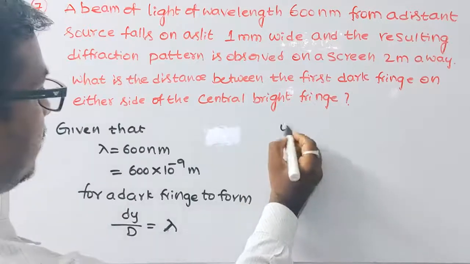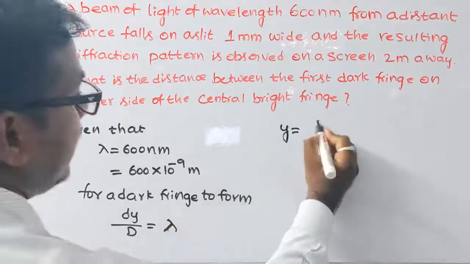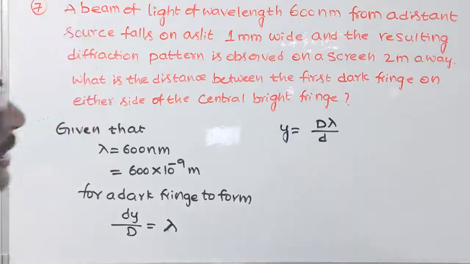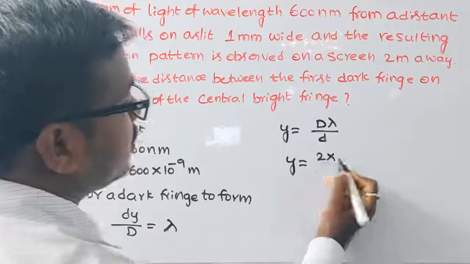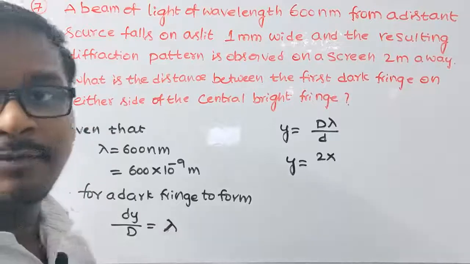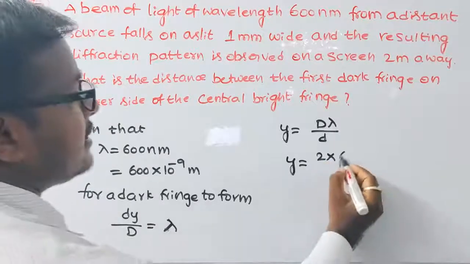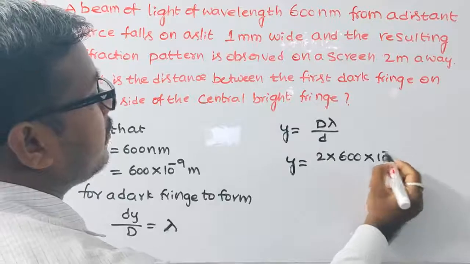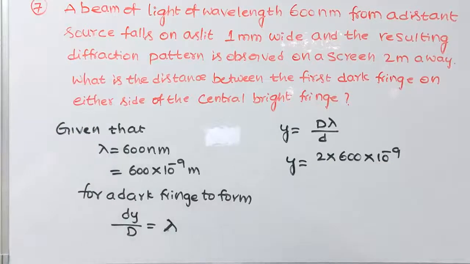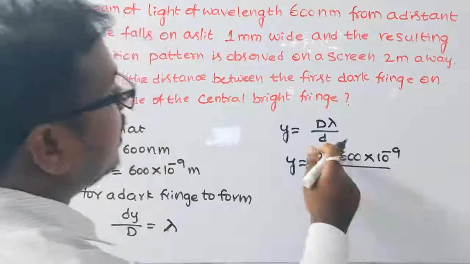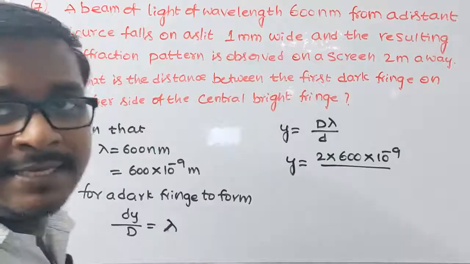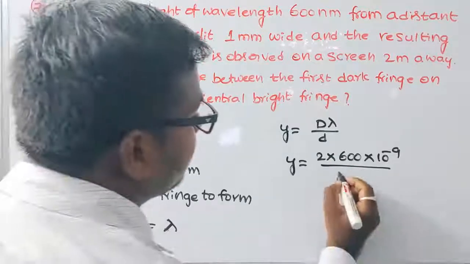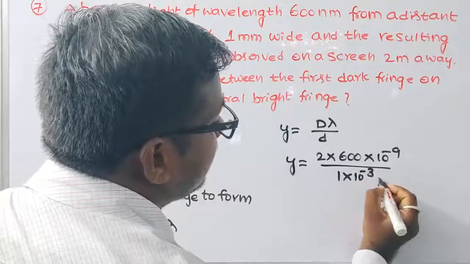Then y is equal to D lambda by small d. D is 2 meter, so 2 into lambda, the wavelength of the beam of light, 600 into 10 power minus 9, by small d, the width of the slit on which the light falls, which is 1 millimeter. 1 millimeter means 1 into 10 power minus 3 meter.